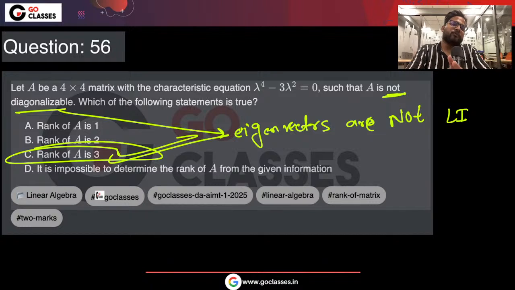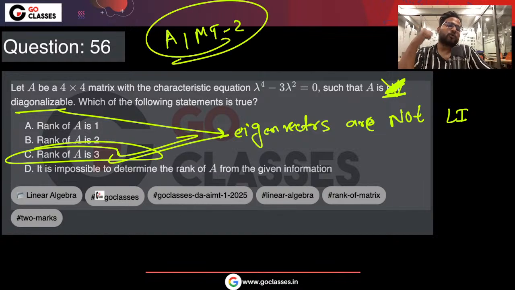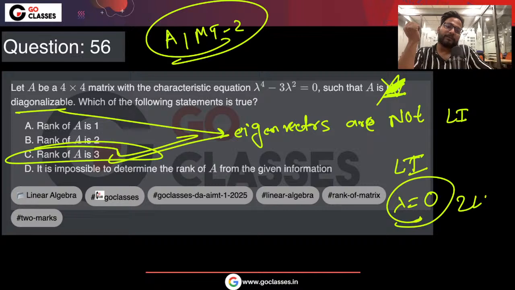No, at max it cannot be 4. Since lambda equal to 0 will at least be there, it will be part of the eigenvalues, so it cannot be 4. But yes, it can be 2, if it is diagonalizable. If not, what is the rank? It might be a potential question. If the 'not' is not there, then all the eigenvectors are linearly independent. It means corresponding to lambda equal to 0, there are two linearly independent vectors. It means nullity is 2, then rank is 2.